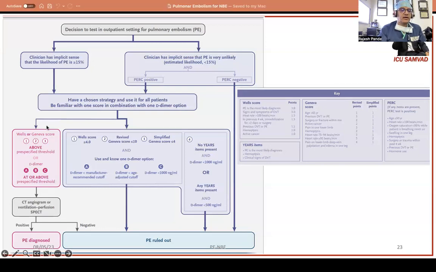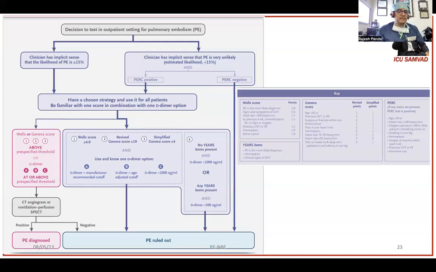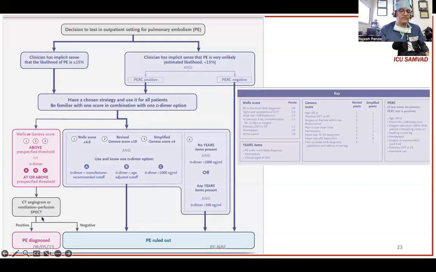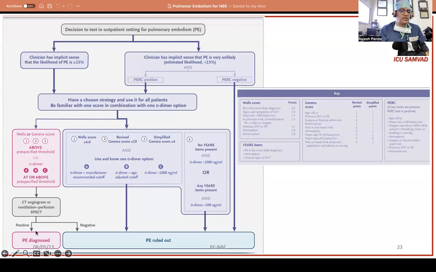Now, again, we have a high Wells score or a high Geneva score, and we have high D-dimer, then that warrants a CT angio, as we saw in the previous second case, or a ventilation perfusion SPECT. Ventilation perfusion SPECT is done in the nuclear medicine department, and the radiation exposure is low. But the problem is it has not been validated for quantifying the pulmonary embolism. So if it is positive, then pulmonary embolism is diagnosed. If it is negative, pulmonary embolism is ruled out.